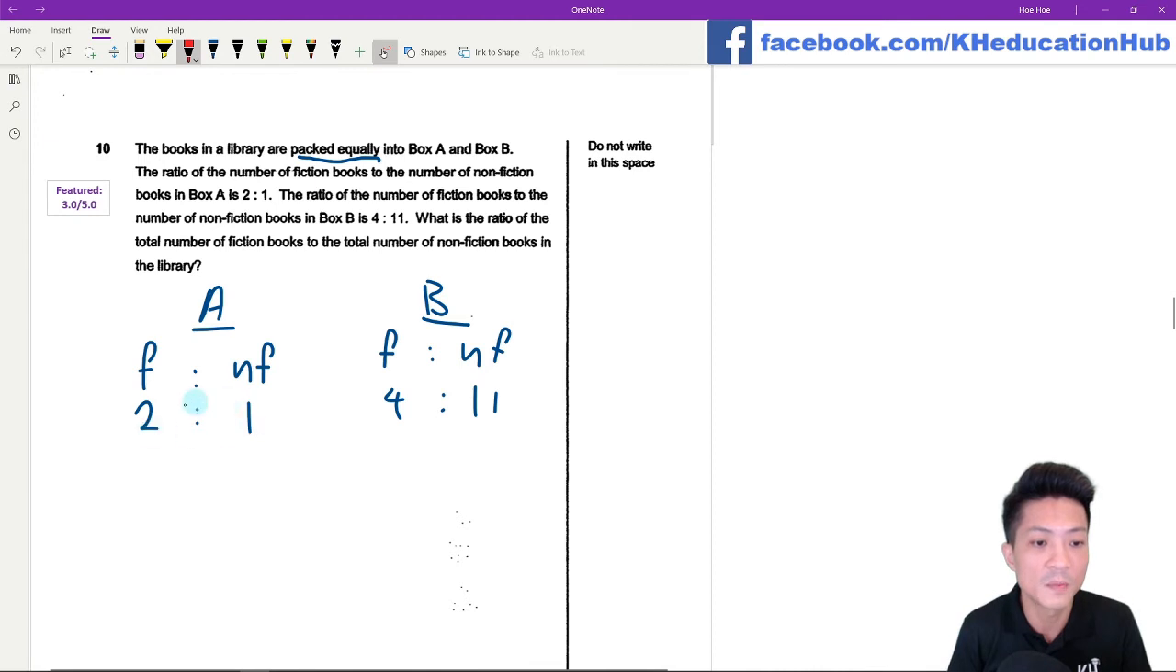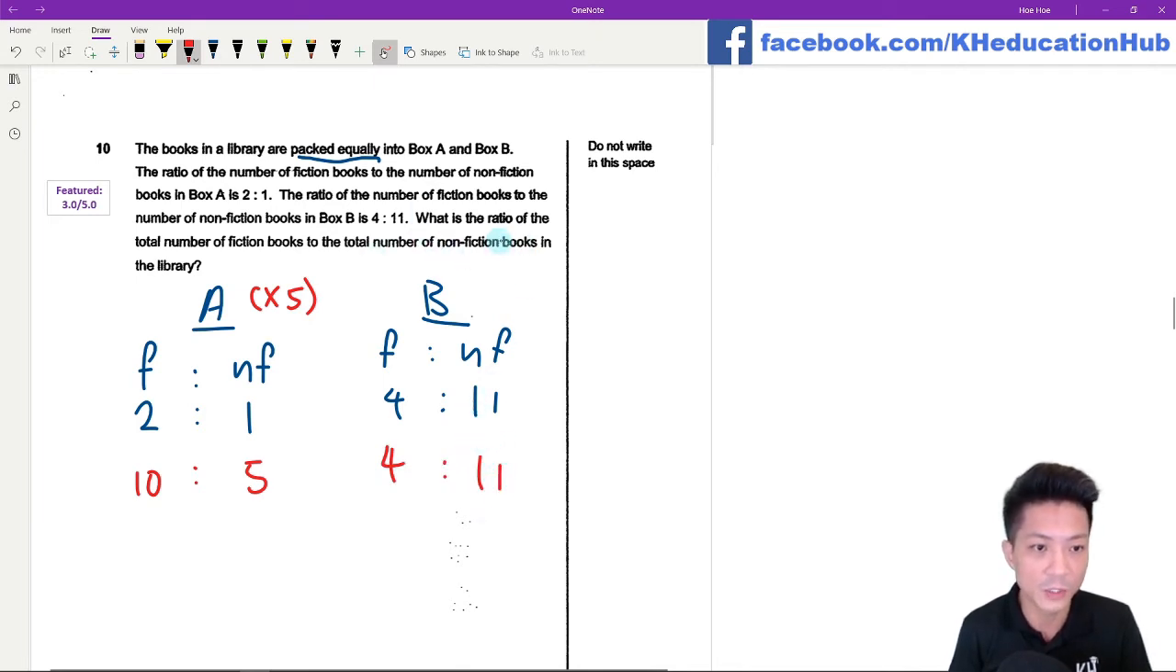But in this case, since box A has got 3 units, we need to multiply it by 5 so that it will be the same as 15 units in box B. Okay, when I multiply by 5, I'll get 10:5. This will remain as 4:11.